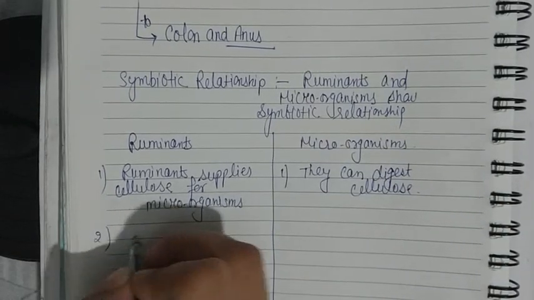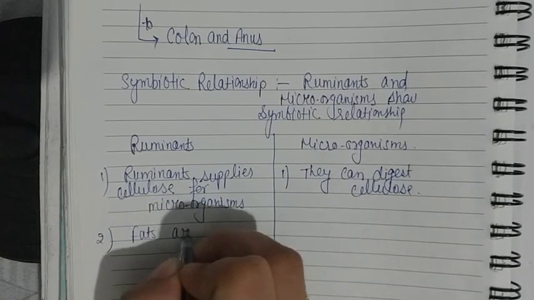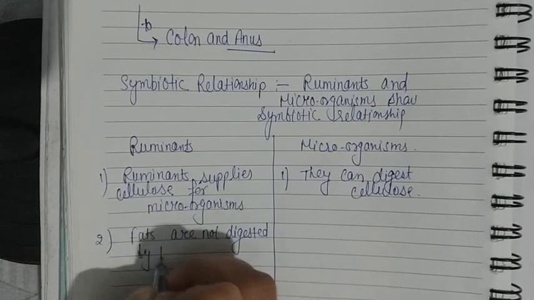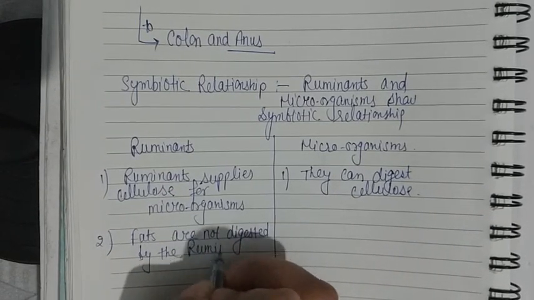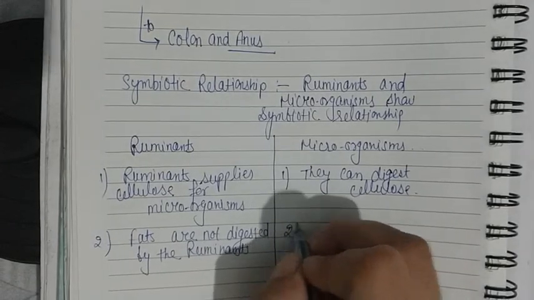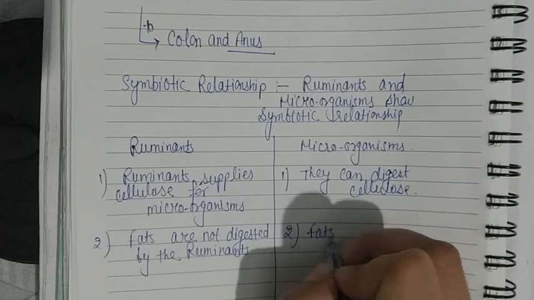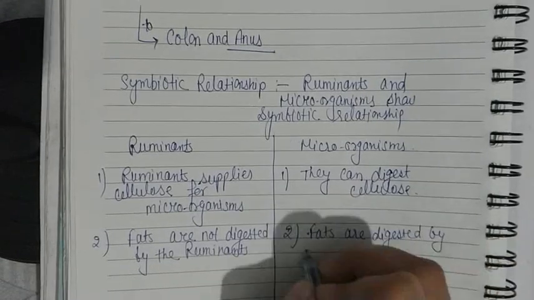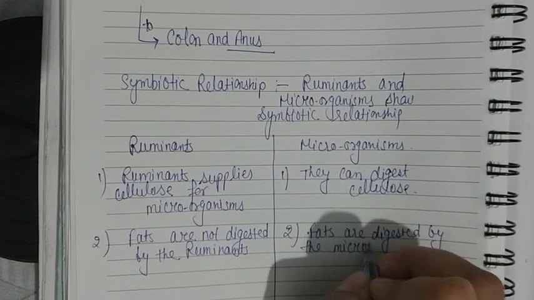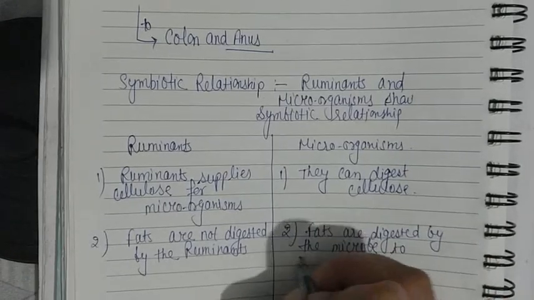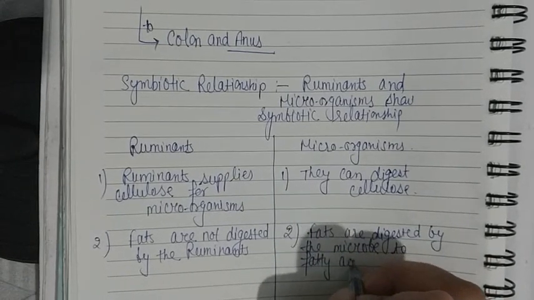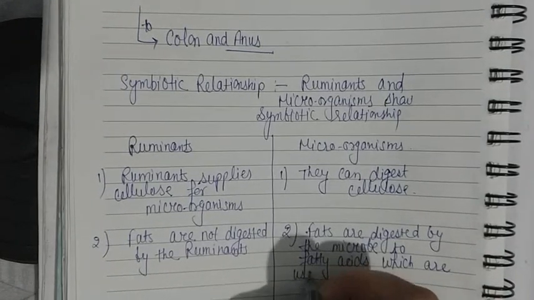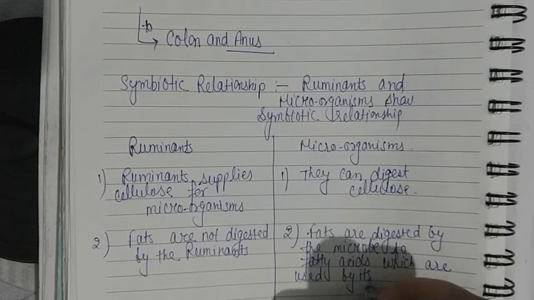Second point, fats are not digested by the ruminants. In microorganisms, fats are digested by the microbes to fatty acids, which are used by the ruminants.